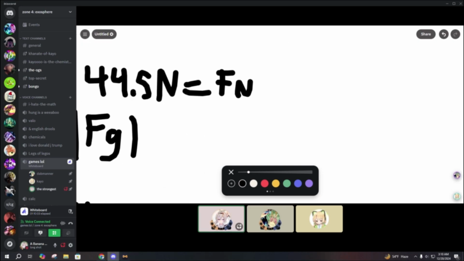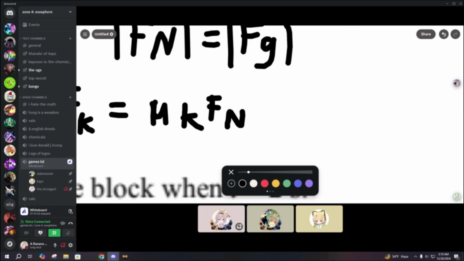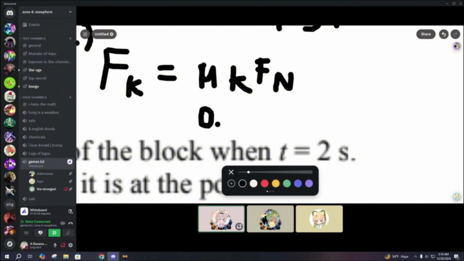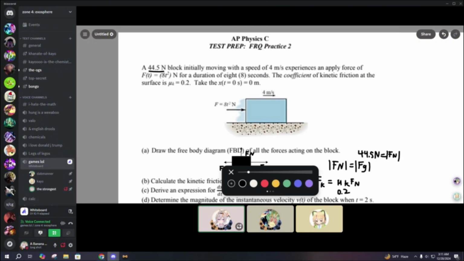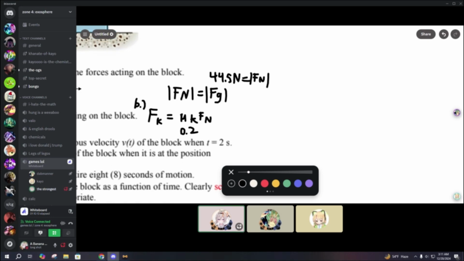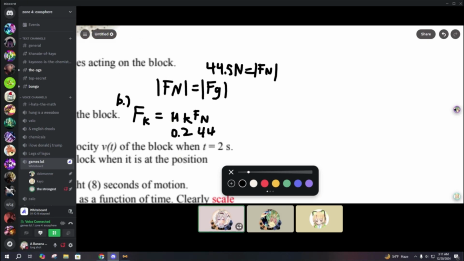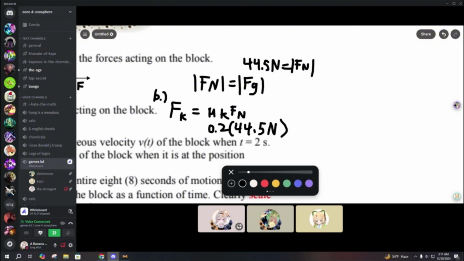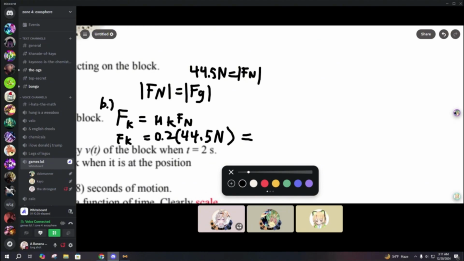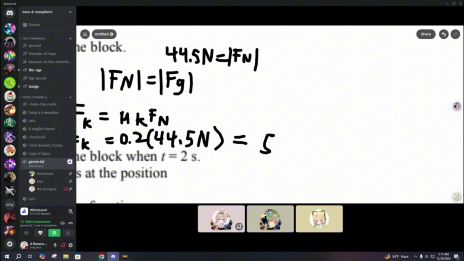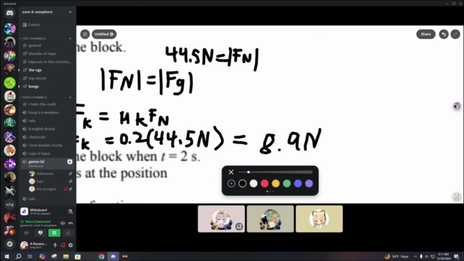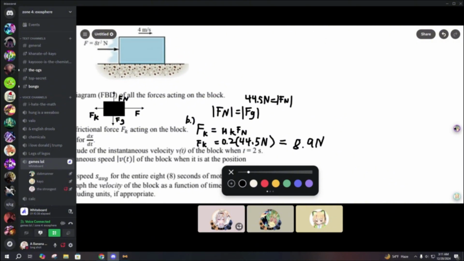So, plug that in. μk is 0.2, as given by the problem. And then Fn is 44.5 newtons, not 45. And that's equal to 8.9. Good, because it's opposing our line of motion. Positive, it's negative.